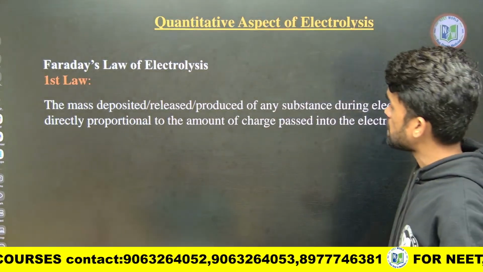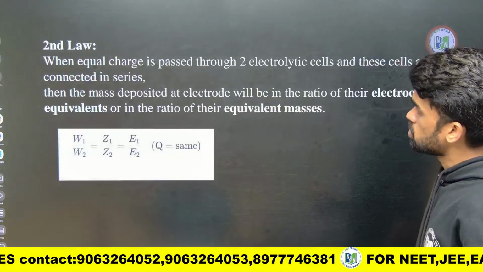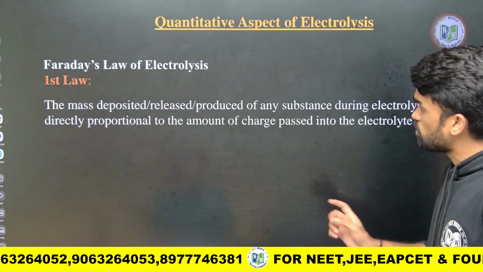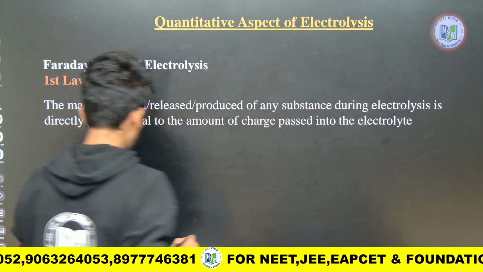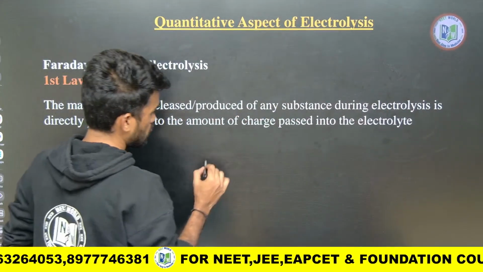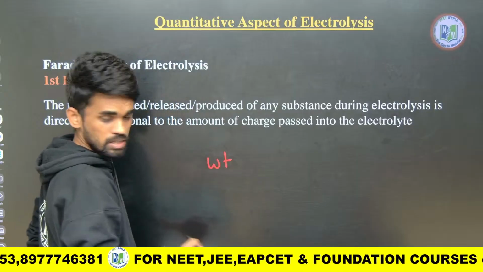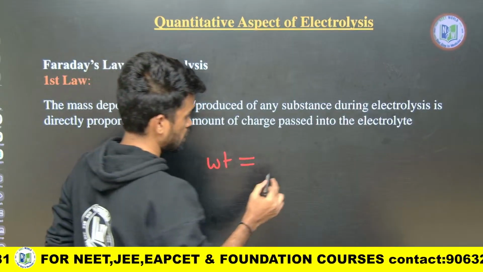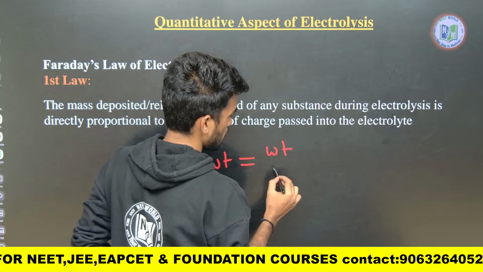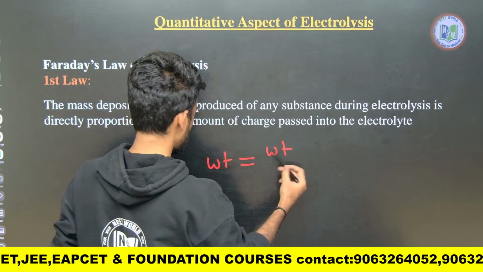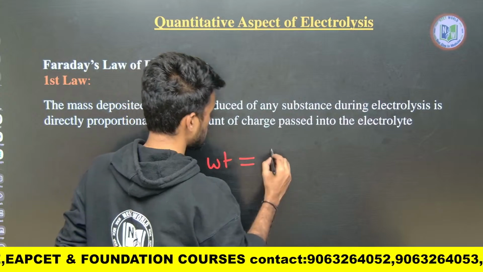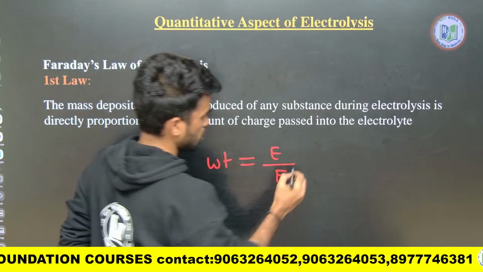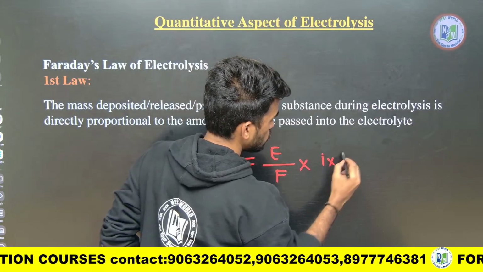So the first law is over. Now we need to understand what exactly the second law is. In the first law, one more thing I wanted to tell you. What is the formula you have finally got? Weight of a substance, equation number 3 we have written: weight of a substance is equal to equivalent weight by Faraday's constant into I into T.